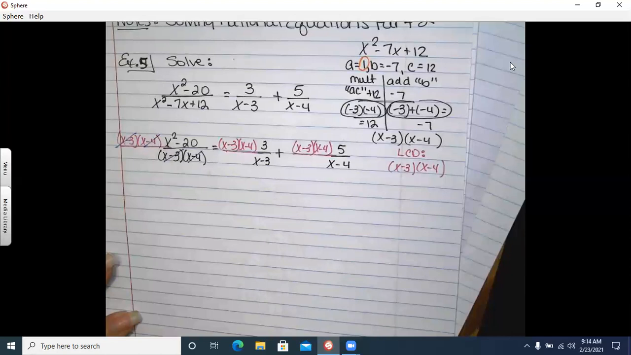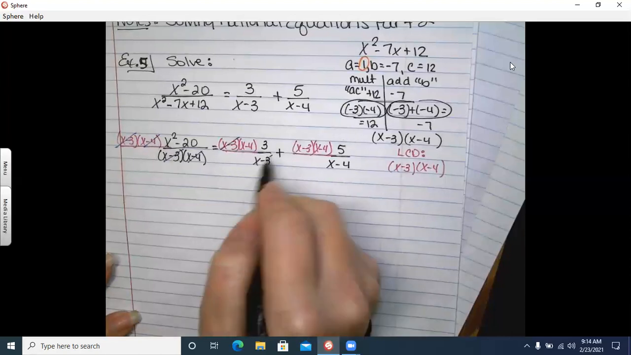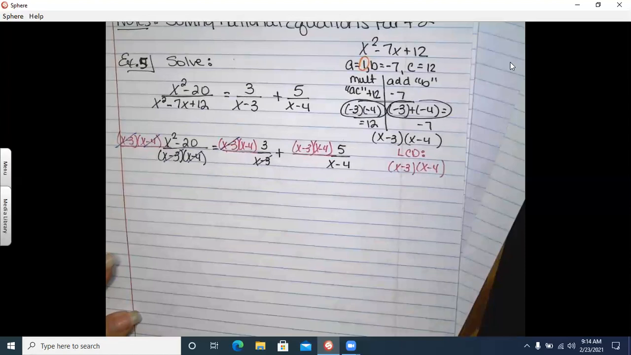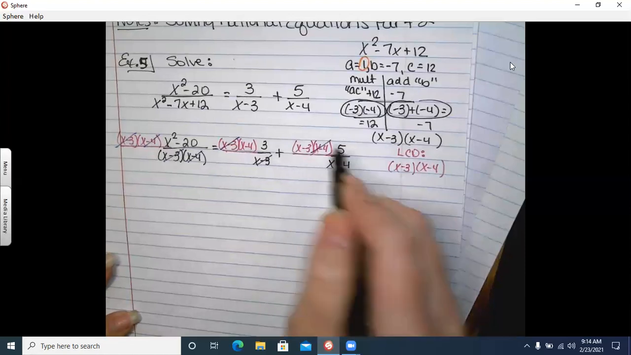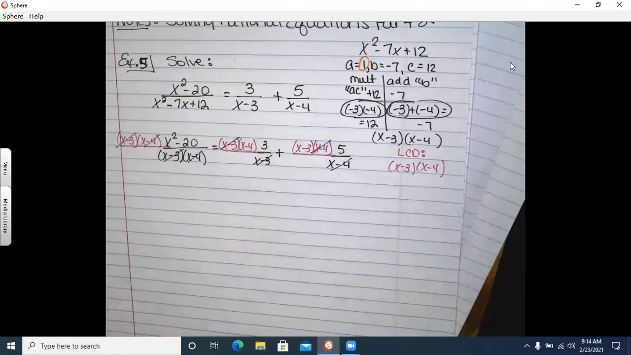What about in the second fraction? X minus 3's cancel. What about in the last one? Just x minus 4. Now, all of our denominators were canceled out. They all turned into a 1. We know 1's the only thing in the denominator. We don't need to write that, right?